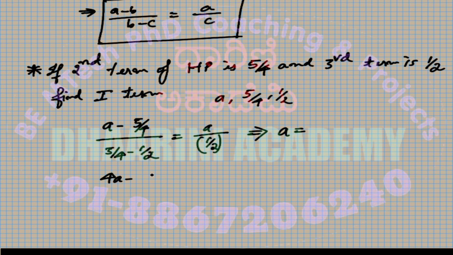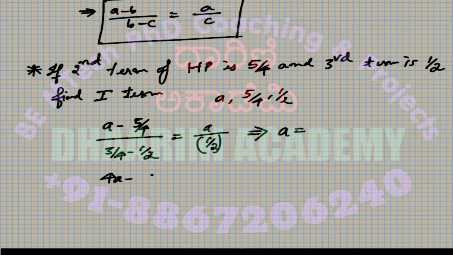Okay. So A minus 5 by 4 in the numerator, we'll take a common denominator of the numerator. So (4A minus 5) whole divided by 4. This is the numerator. Whole divided by, this is 5 minus 2 by 4. That is equal to 2A. Right? So the 4 cancels out.